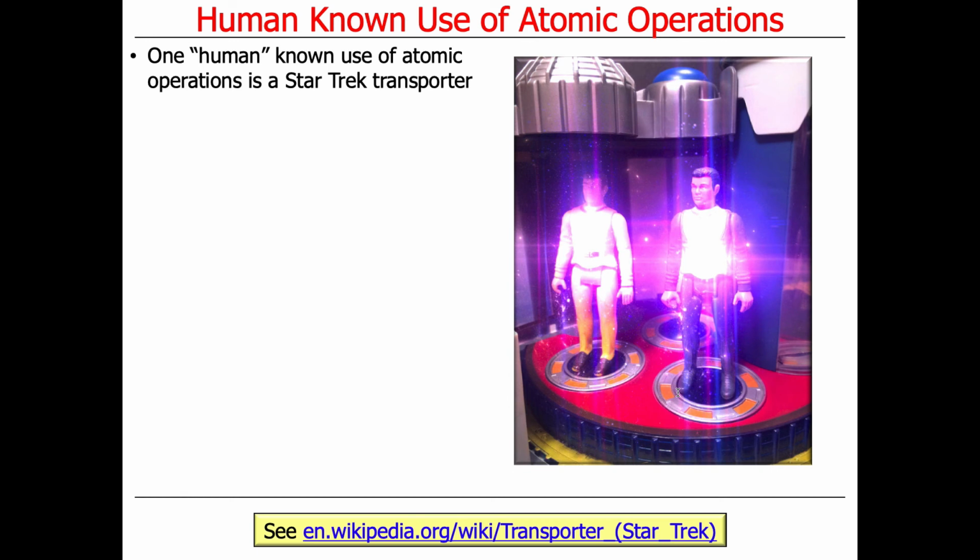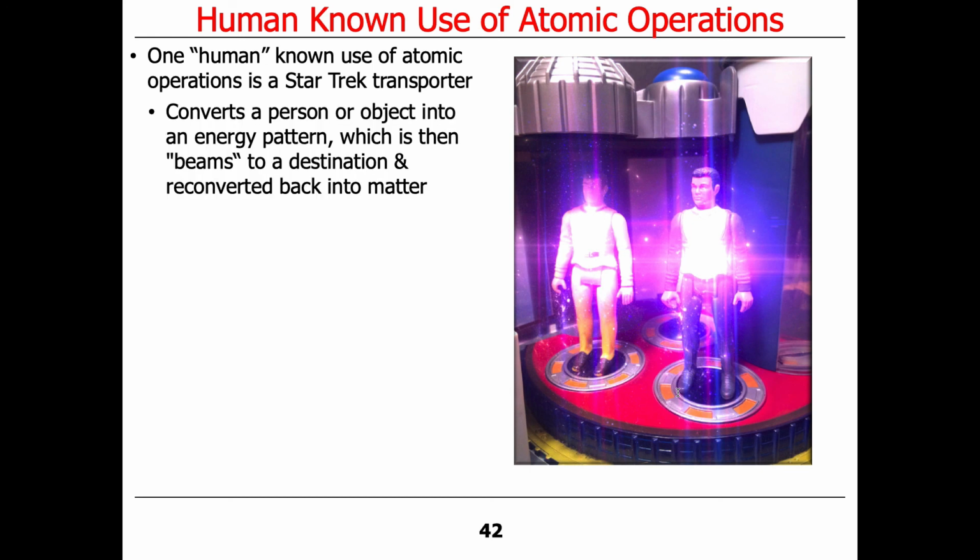Okay, so a couple examples of human known uses. I've used some of these before. So if you're a Star Trek fan, then you know what a transporter is, and you can convert a person into an energy pattern, which is then beamed to a destination and reconverted back into matter. Wouldn't that be great? We wouldn't have to worry about Nashville traffic, just transport ourselves around. Boy, think what you could do. You could stop dealing with carbon emissions, and you could have all the parking lots back. You just beam yourself around.